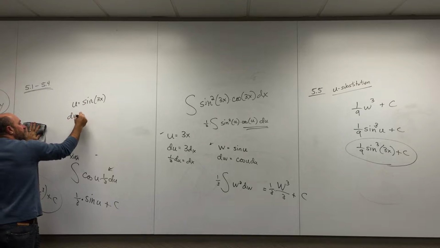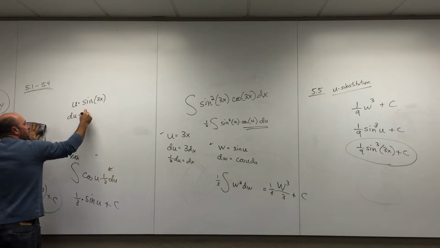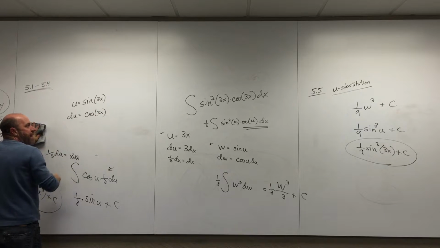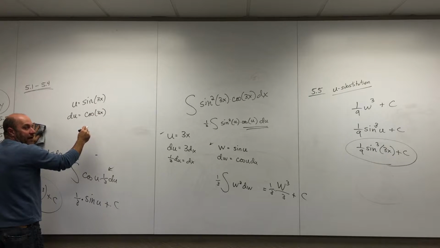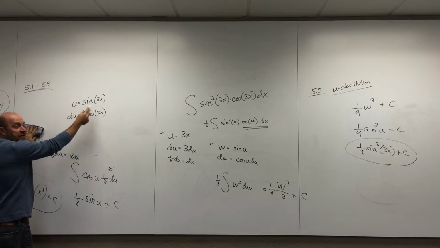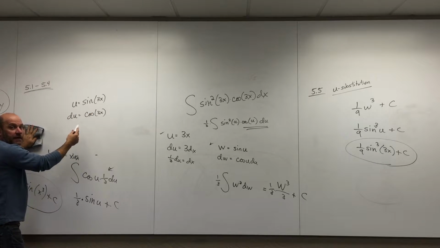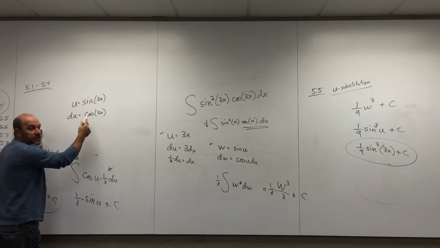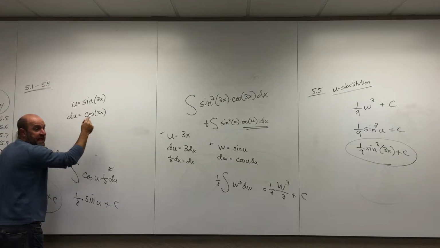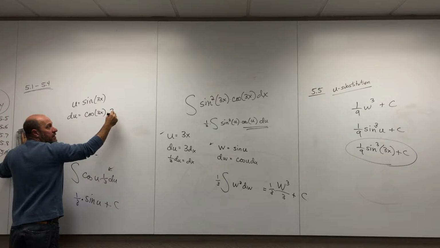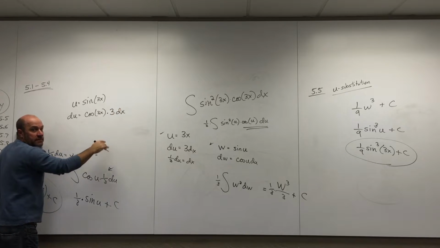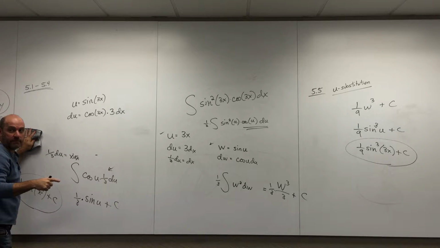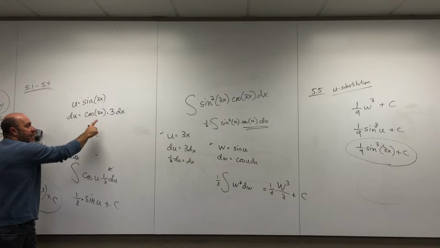What's du? What's the derivative of this? If I call this u, now I want the derivative. What's the derivative of sine 3x? Good. It's cosine 3x. The chain rule spits out a 3, so 3 cosine 3x dx. When I get a derivative, I've got to do a little chain rule on this one.